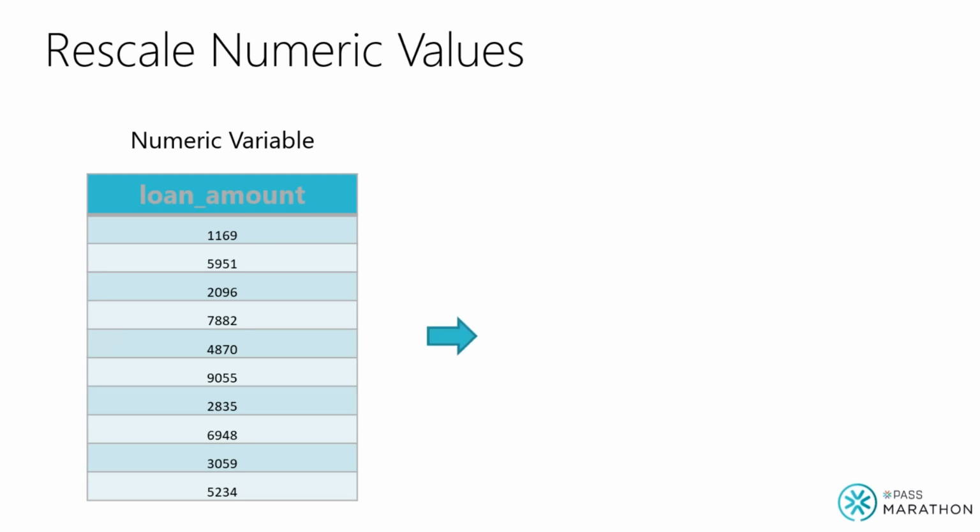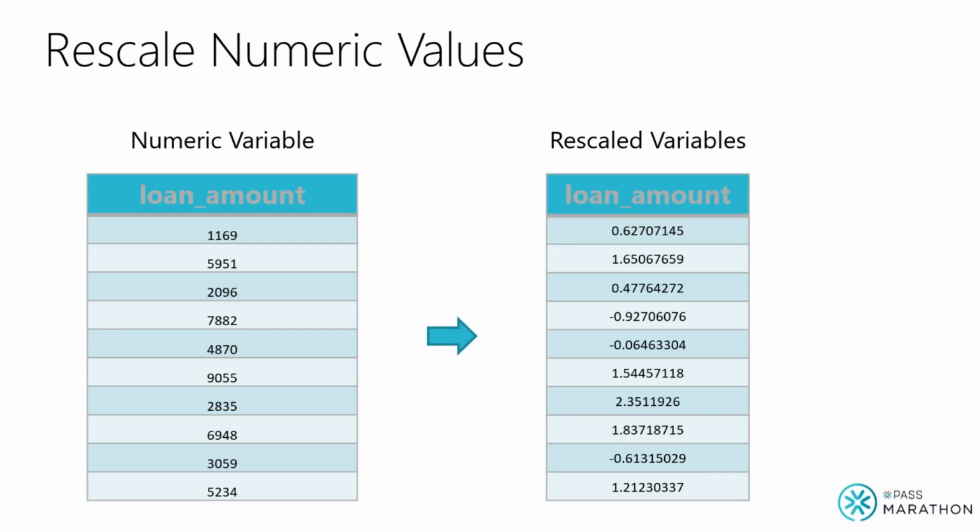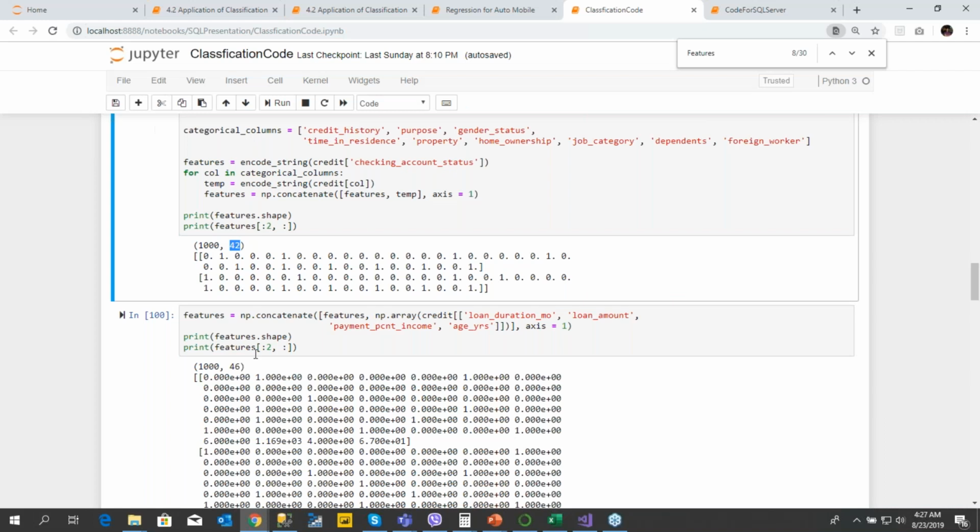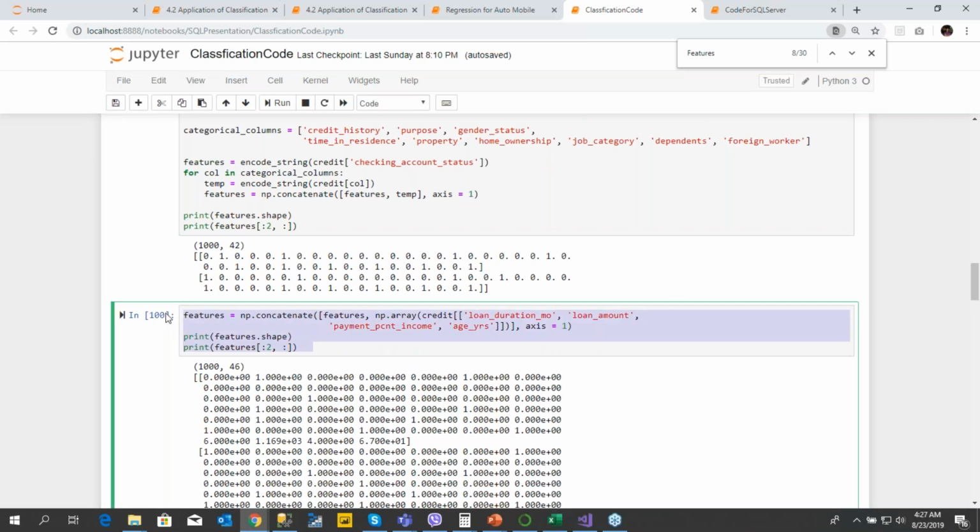So what we do is apply some function in order to convert these numeric values to a similar range. We call this rescaling. So that's what I do with this. I'm using all these numeric columns.